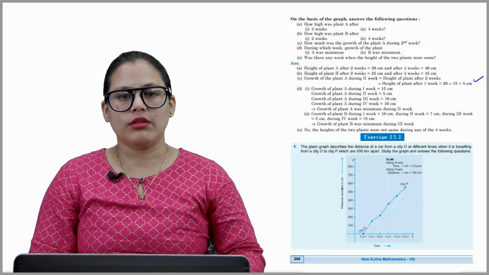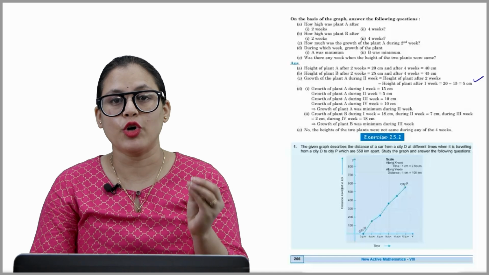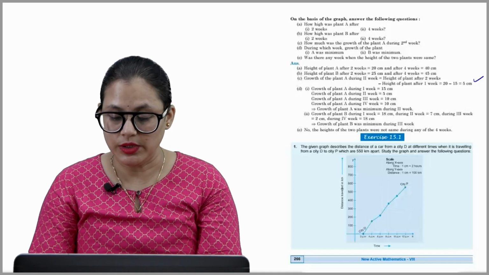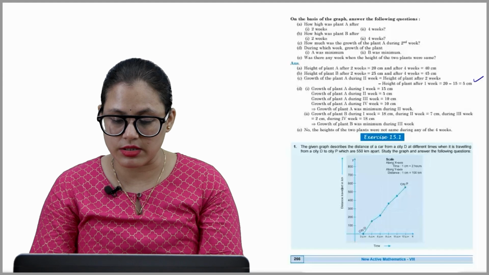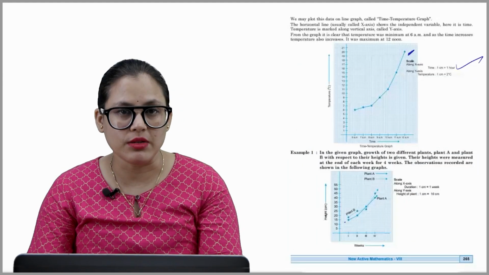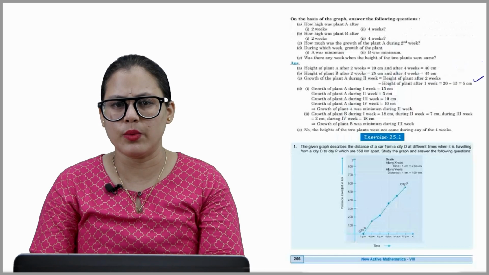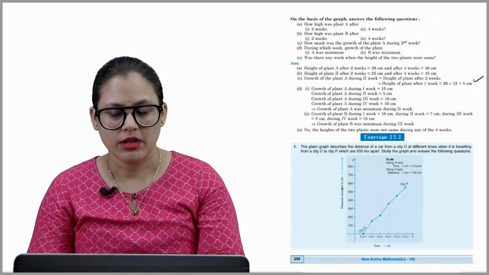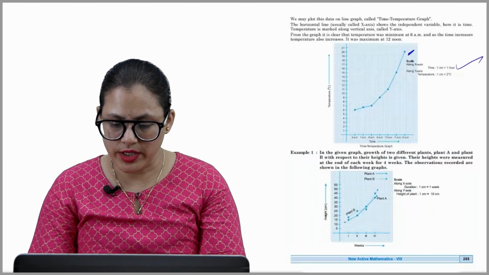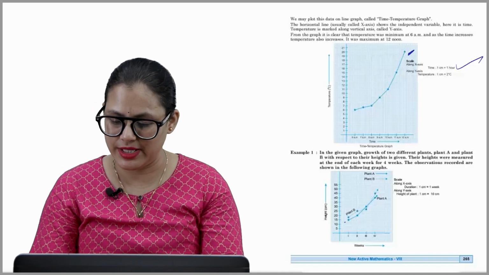D, during which week growth of plant A was minimum and growth of plant B was minimum. Okay, so you will see this graph and then you can answer easily at which week the growth of plant A and plant B was minimum. Okay, and last one is, was there any week when the height of the two plants was same? As you can see, no week is there where the height of two plants was same. So the answer is no, right?